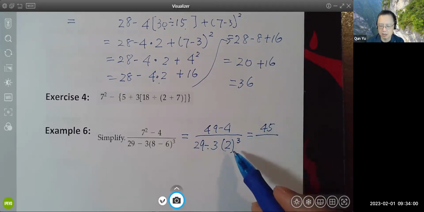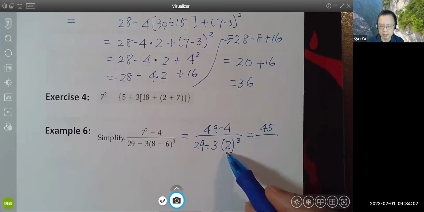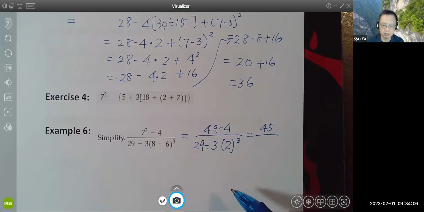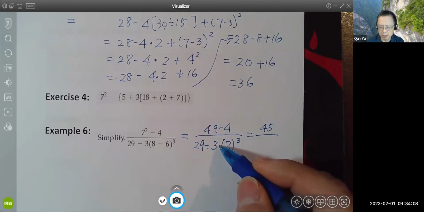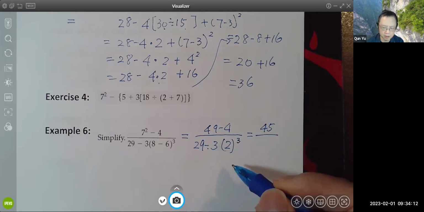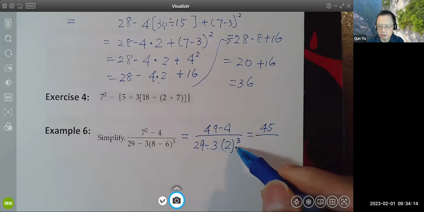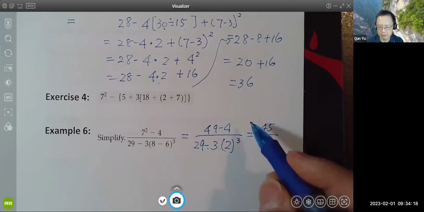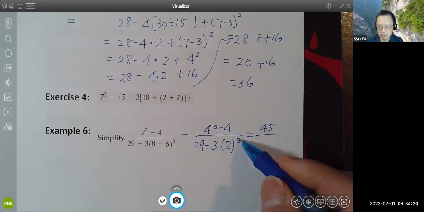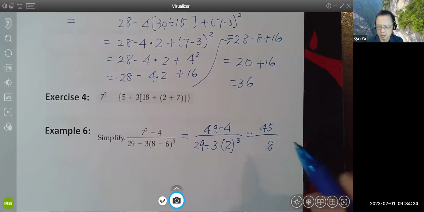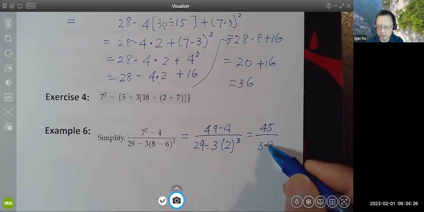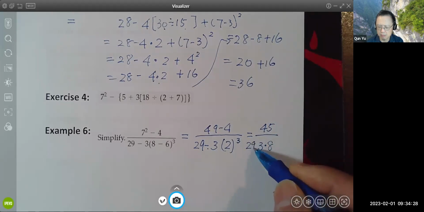This is one of those areas where people make mistakes. Some people would multiply 3 by 2 and then do the next. That is wrong. Even though we don't have anything in between, it means multiplication whenever you have parentheses. So the exponential operation has higher priority than multiplication. So 2 to the third power means 2 times 2 times 2, that's 8. And 3 multiplied by that, and 29 minus.